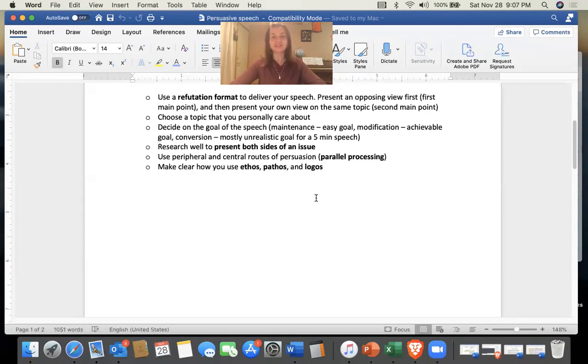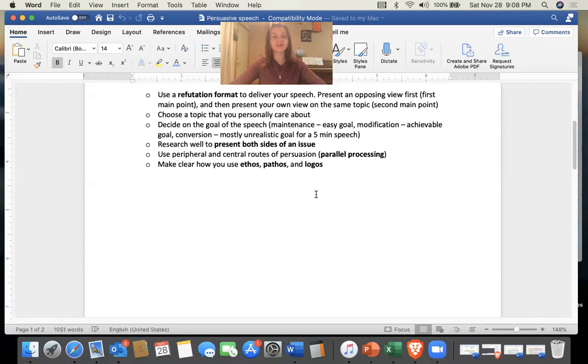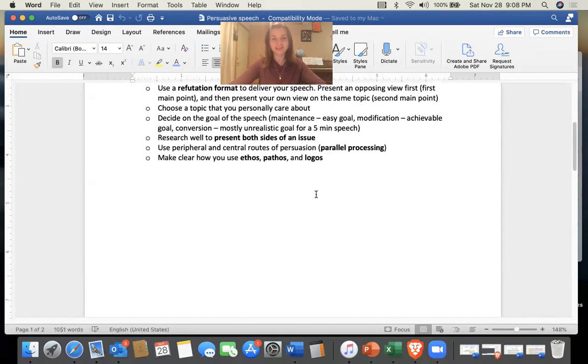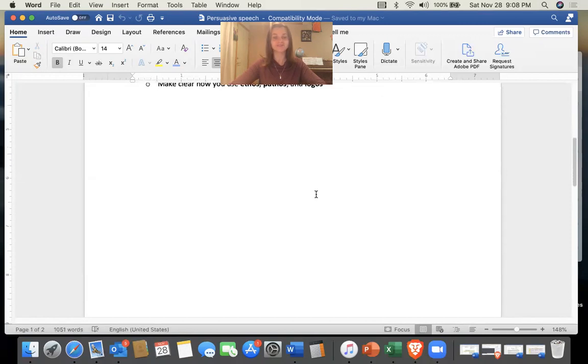And central route is mostly when we're directly affected by the proposition mentioned in the message, in the speech. So we pay more attention. We are very mindful and engaged critical thinkers, ask questions. We scrutinize the speech for evidence, for resources, and mostly for the content, okay? Both are necessary and both are correct, so use both in your speech and make clear how you use ethos, pathos, and logos, and we'll talk about them in a second.